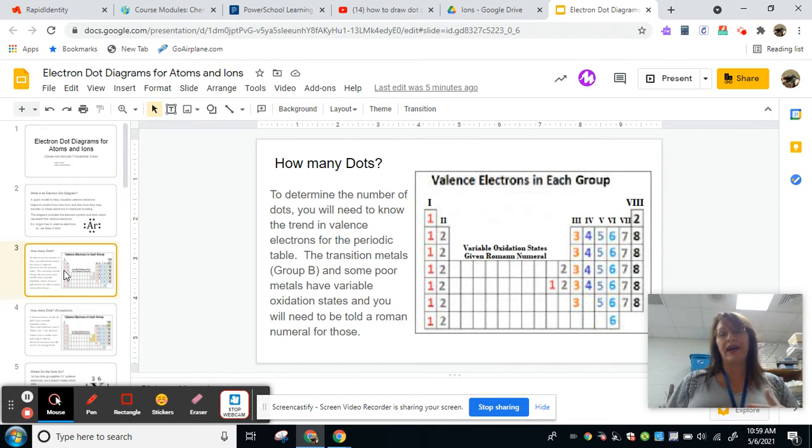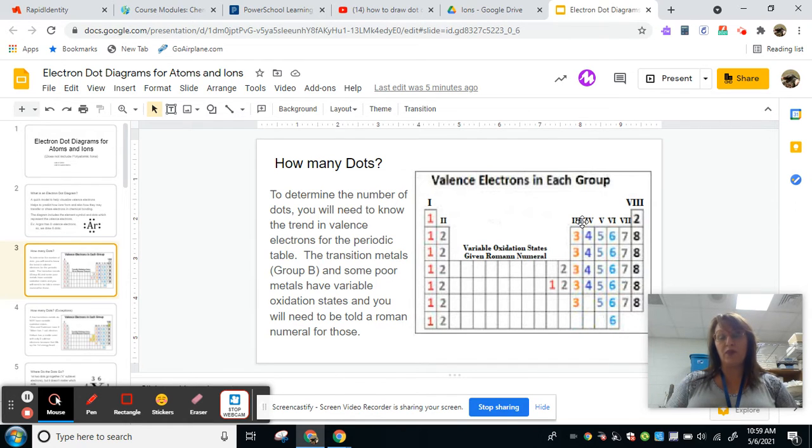Okay, so let's talk about how many dots. Well, in order to know how many dots, you need to know how many valence electrons. So don't look at all the electrons, which would be the atomic number. Look at Roman numerals. Roman numerals always tell us how many electrons. So across the top of your periodic table, you have group 1, group 2, and skip those transition metals. And then you have group 3, 4, 5, 6, 7, 8. And basically, those Roman numerals tell you how many valence electrons those atoms are going to have. So I've placed those Roman numerals at the top here for you to see.